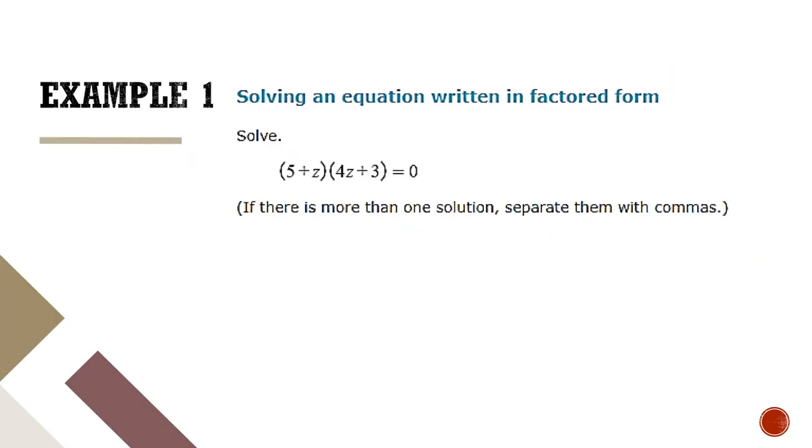So let's go ahead and solve an equation that is already factored for us very, very nicely. So we have something times something is equal to 0. Now, this leads into the zero product property.